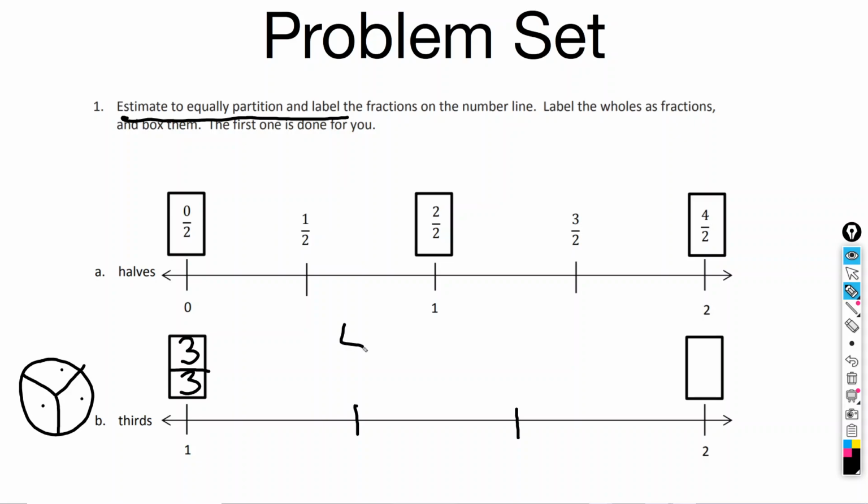Then I can label my next one 4 thirds, 5 thirds, 6 thirds. And if I want, I can check my work. 6 divided by 3. Count by 3s till you get to 6. 3, 6. Had to count 2 times. And that's correct because I have 2 wholes. Go ahead and pause the video if you need to catch up with me. I'm going to go ahead and move on to C.